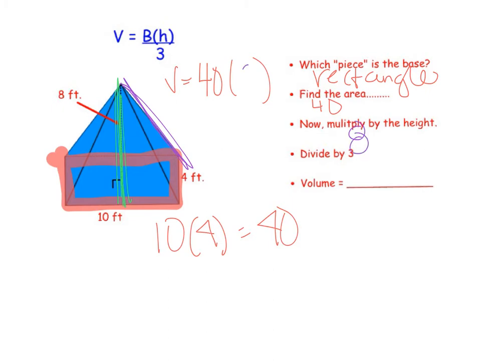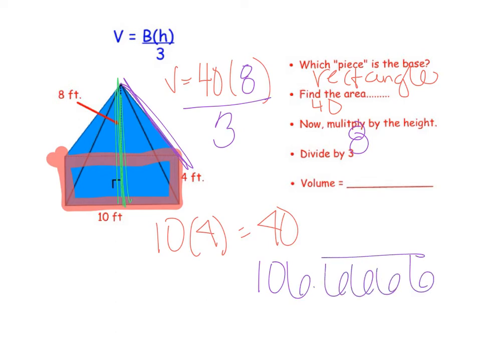So let's multiply area of the base times the height, and then remember we're going to divide by 3. So we're going to multiply 40 times 8, which is 320, and then our last step is to divide that by 3. So let me grab a calculator to do that, and I find my volume is 106.666, repeating over and over.